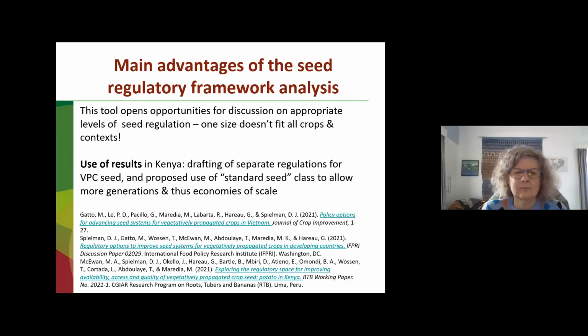So as an example of some of the results and how we're using those results, in Kenya, there's a process going on at the moment for drafting separate regulations for VPC seed, recognizing that the needs are different to the seed of grain crops. There's also work going on to use the standard seed class to allow more generations of seed production and thus economies of scale. And we hope that that flows through to reduce prices that seed users would pay.